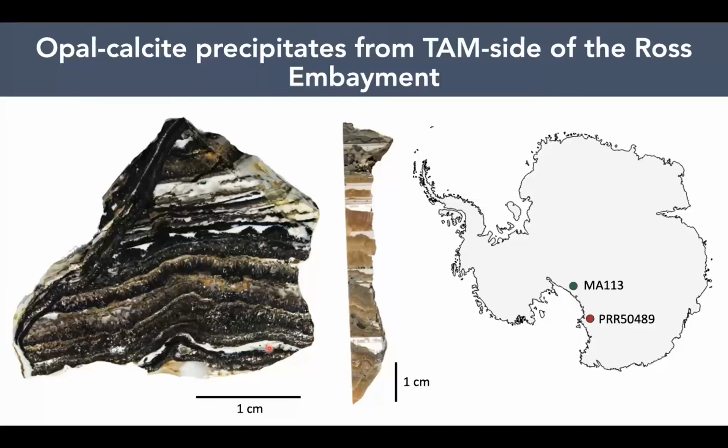The white layers are opal. And so as a geochemist, this is sort of interesting because it must mean that you had these periodic back and forths of the subglacial chemistry to change the mineralogy of these precipitates.